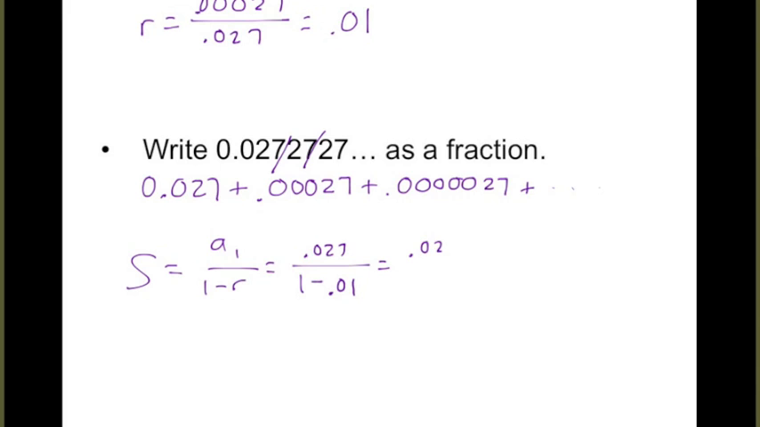So here I get 0.027 over 0.99. If we do this move the decimal trick, if I move it 3 times on top, I need to move it 3 times on bottom as well, which means I need an extra 0 there. So this is going to turn into 27 over 990, which both of those can be reduced by 9 to give 3 over 110. And if we type 3 over 110 into a calculator, it should give us the decimal that we began with.